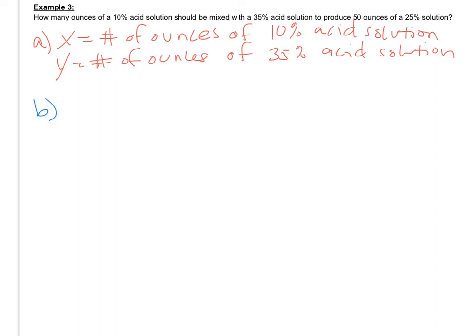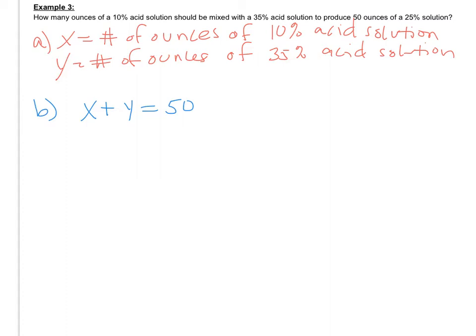What we want altogether is 50 total ounces. So we'll take the number of ounces here plus the number of ounces for this solution in order to get 50. And it will look like this. X plus y equals 50.